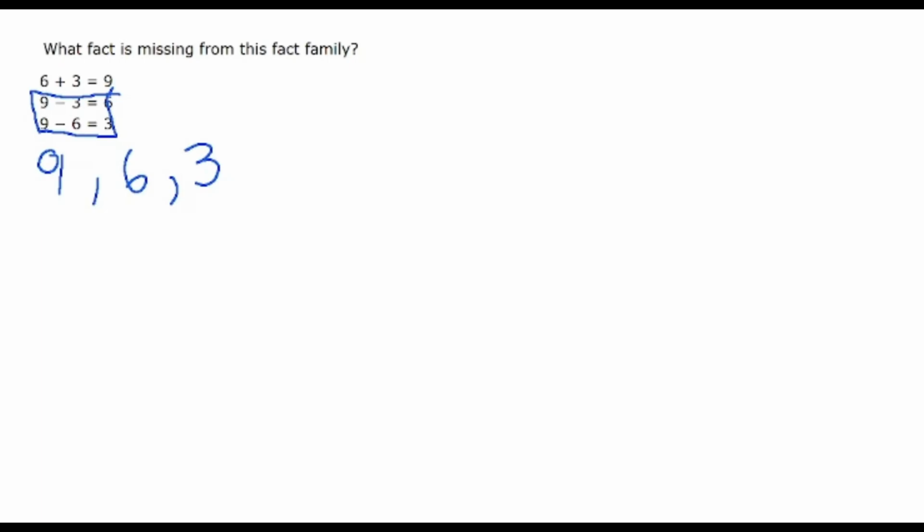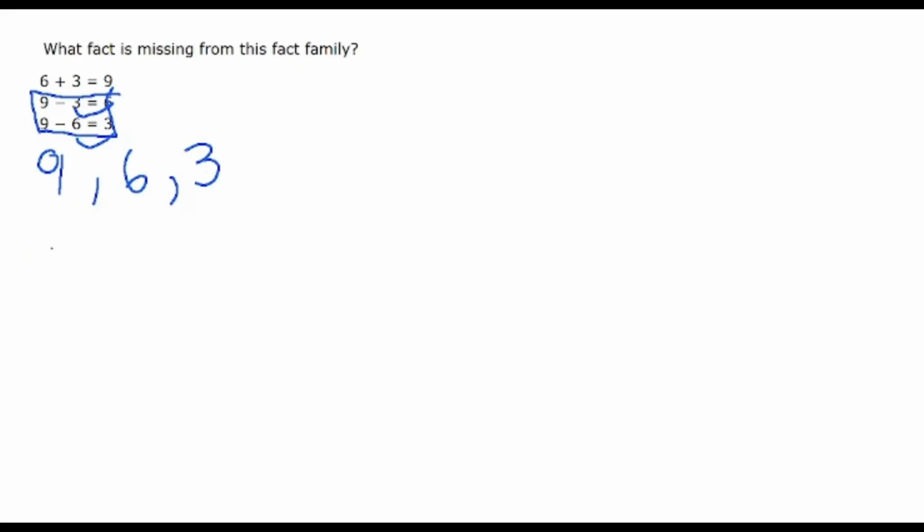And we know from my previous video that for the subtraction sentences, these two are related. And the way you can see that they're related is these two numbers switch sides, right? So we know that the missing sentence is another addition sentence.